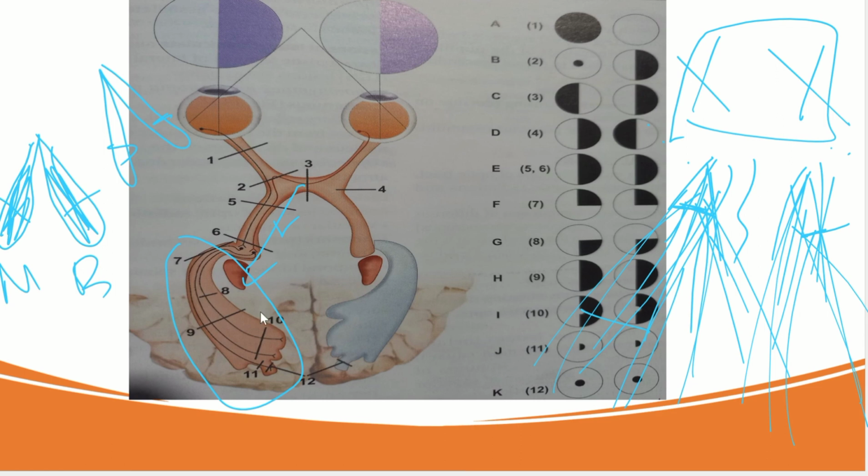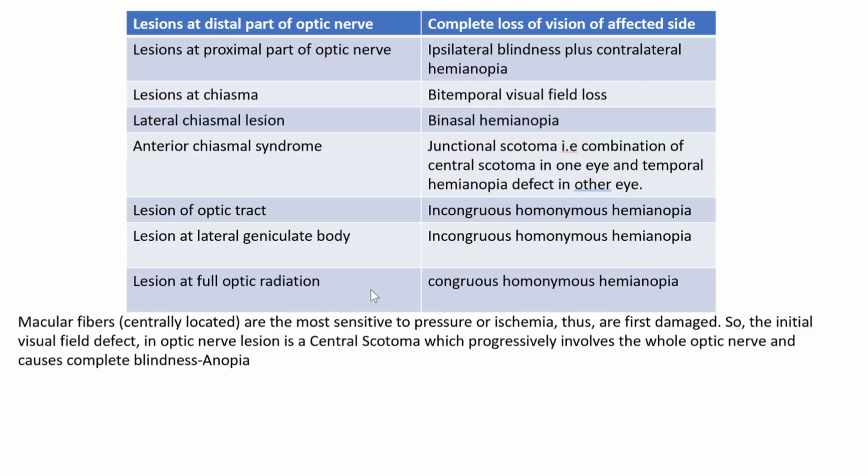Okay, but in these, similar kinds of defects are not produced, so they're incongruous, and homonymous because of the same side; all three of them produce the lesion at the right side of the eye. So these are known as homonymous hemianopia. Hemianopia means only one half, so that is called hemianopia. So this is how we can understand.